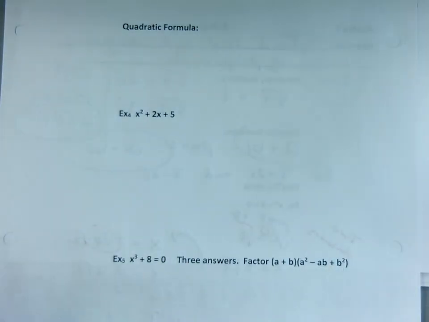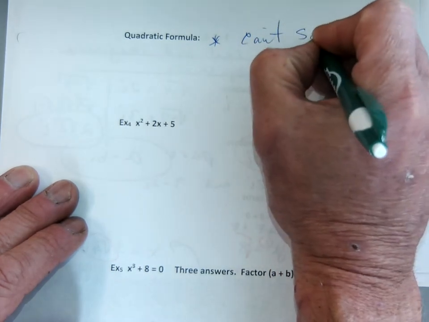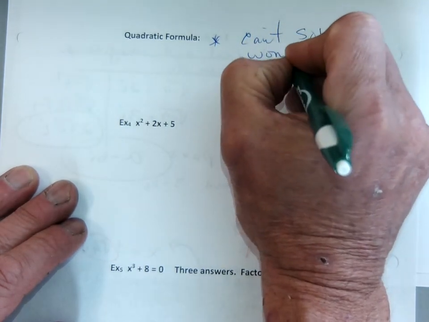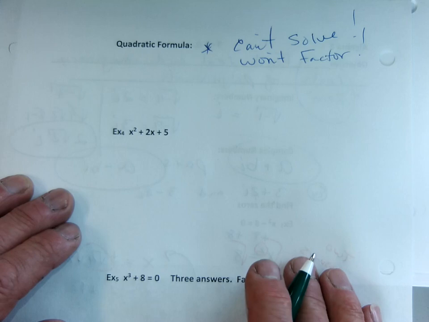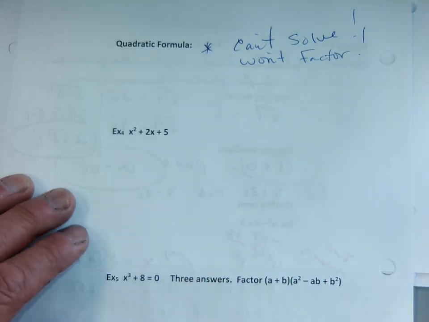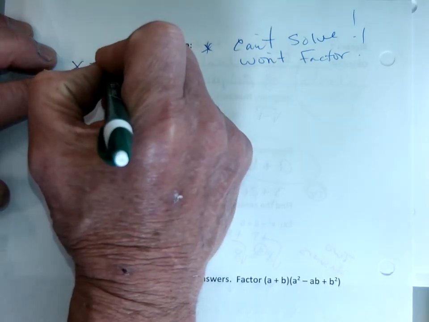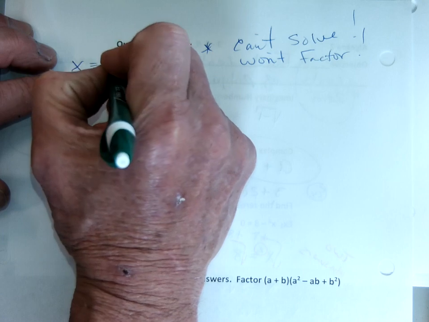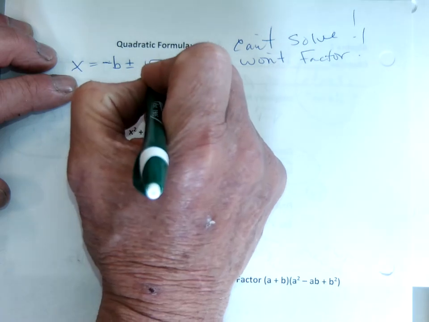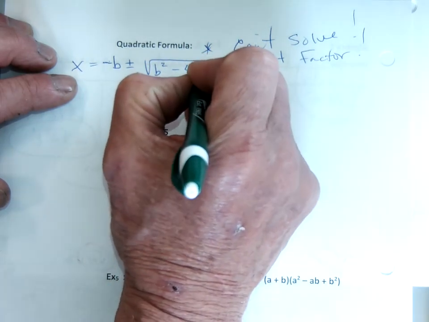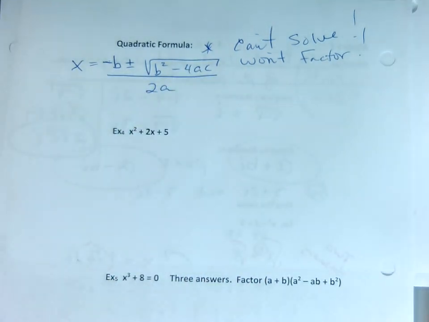Okay, now, if it won't factor, can't solve, won't factor, what do you do? Yes, plug and chug. So the quadratic formula is x equals negative b plus or minus the square root of b squared minus 4ac, all over 2a. So we'll get two answers like Brian said.